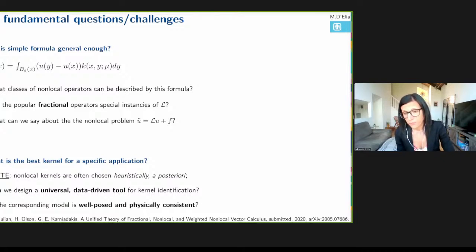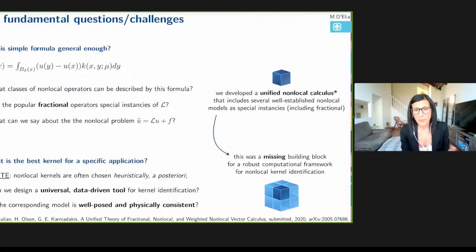So here I have basically a summary of the whole talk. We introduced what we call a unified calculus, that includes several well-known nonlocal models, including fractional models and PDEs as special instances. And we see this as the missing building block of a computational framework that allows us to learn well-posed and physically consistent nonlocal operators.